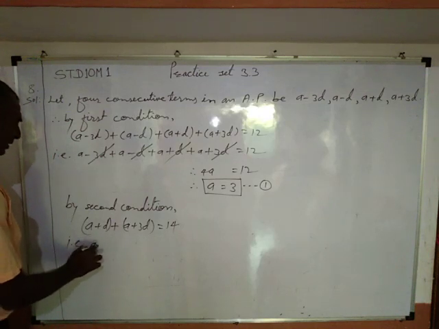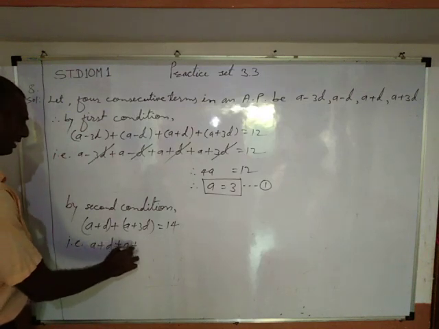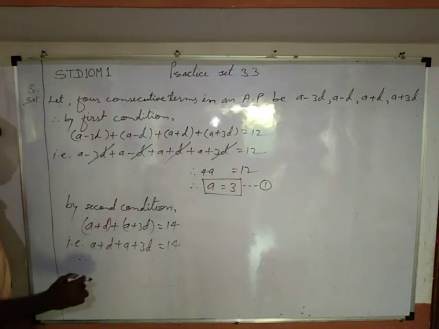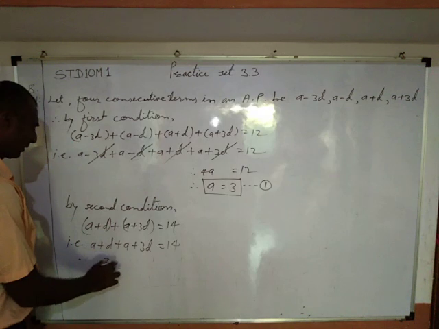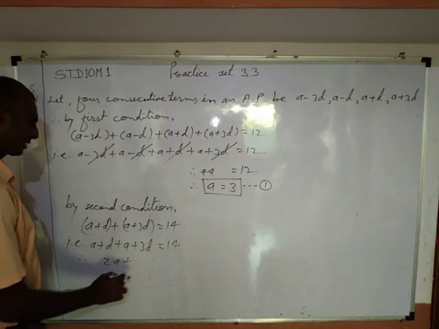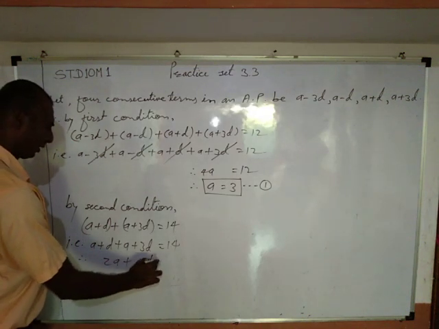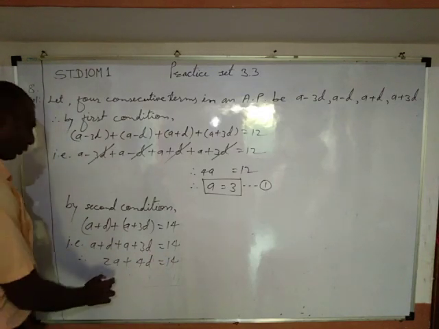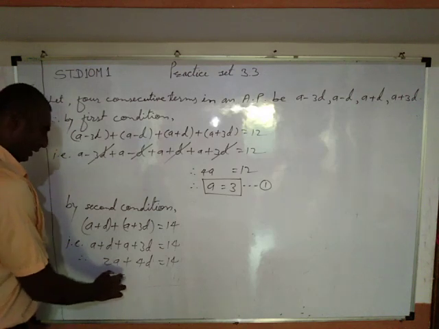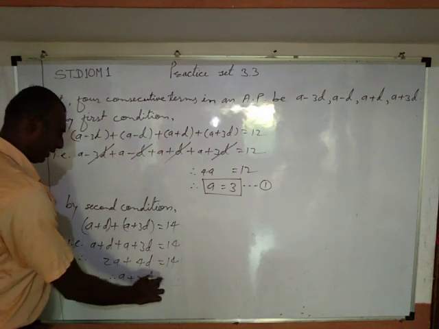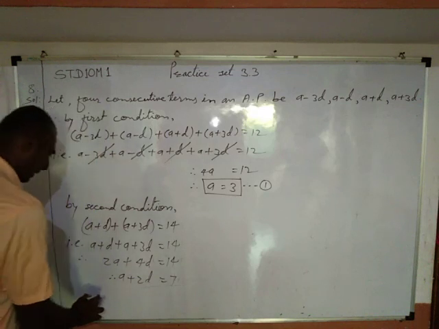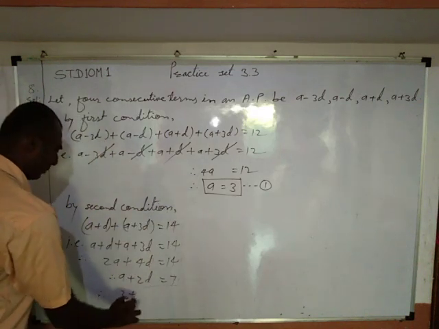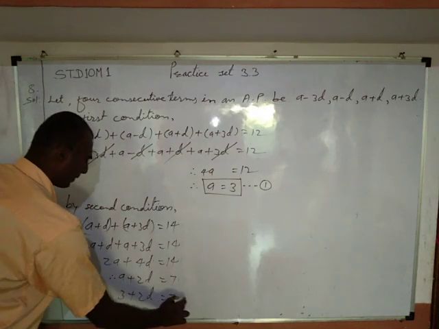That is a plus d plus a plus 3d equals 14, and therefore 2a plus 4d equals 14. Dividing both sides by 2, we get a plus 2d equals 7, and the value of a we already know, which is 3. Therefore 3 plus 2d equals 7.